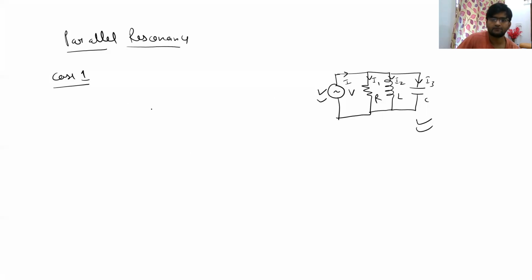If you see with respect to this voltage, let me call this voltage V. What will be the phase of I1, the current which is entering the resistor, with respect to this voltage V? Definitely it is going to be in the same phase as V, because obviously the current across resistor is going to be in the same phase as the voltage across this resistor, which is V. So V and I1 are going to be in the same phase.